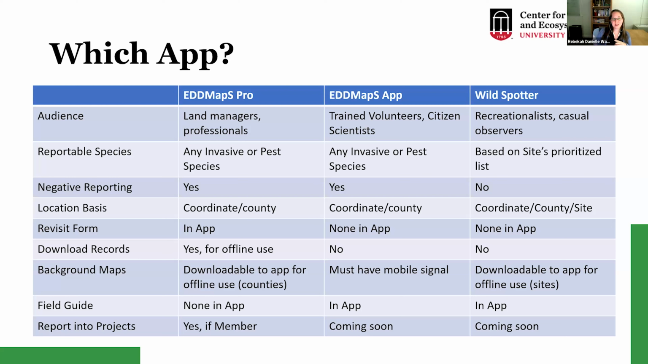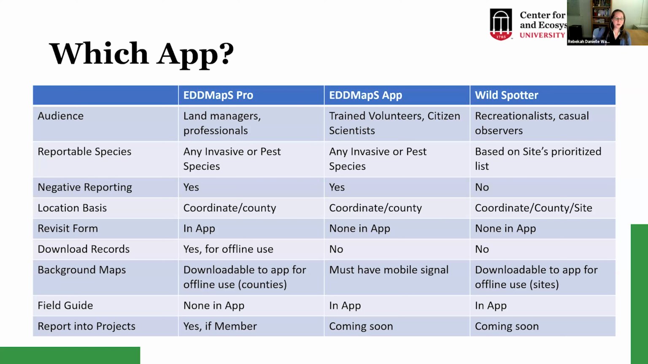Revisits you can do in the EDDMapS Pro app. There is a revisit form. In the EDDMapS app, there is no form in the app, but I have heard of people, when they have signal, using the map feature in the field guide to navigate outside the app to our website. And they're essentially going through the website to get to a revisit option. I really do recommend, if you're going to be revisiting records, just use EDDMapS Pro. It's much, much easier than doing a whole bunch of different steps. With WildSpotter, there's currently no revisit form in the app either.